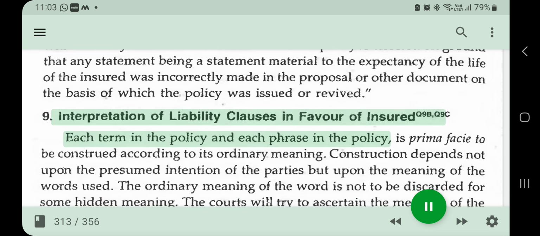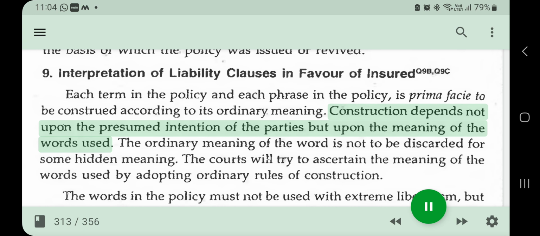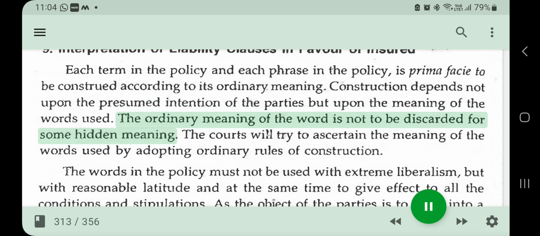Interpretation of liability clauses. Each term in the policy and each phrase in the policy is prima facie to be construed according to its ordinary meaning. Construction depends not upon the presumed intention of the parties but upon the meaning of the words used. The ordinary meaning of the word is not to be discarded for some hidden meaning.